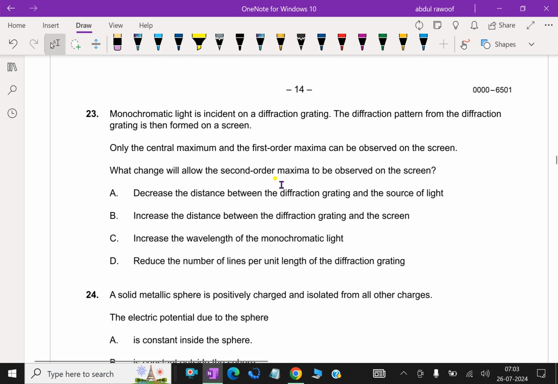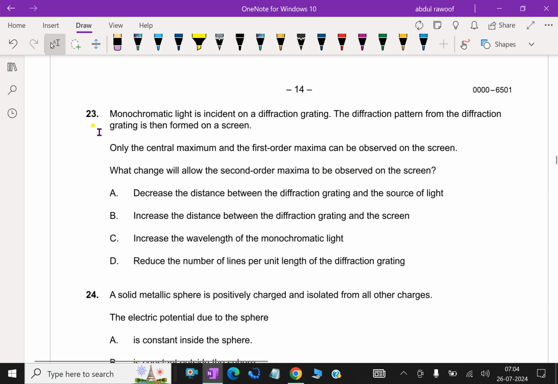Next question. A monochromatic light is incident on a diffraction grating. The diffraction pattern from the diffraction grating is then formed on a screen. Only the central maximum and first order maximum can be observed on the screen. What change will allow the second order maximum to be observed on the screen?